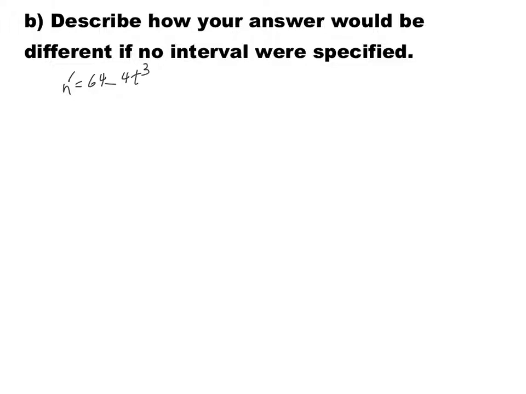The next part of the question says, describe how your answer would be different if no interval were specified. Remember, the interval was t between 0 and 5. Now in this part, we don't have that restriction anymore. So this means that if I make n prime equal to 0, as before, we find that t is equal to 0 or plus or minus 4. So we have 4, 0, and negative 4 now.